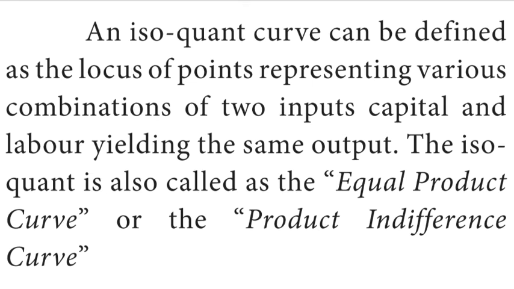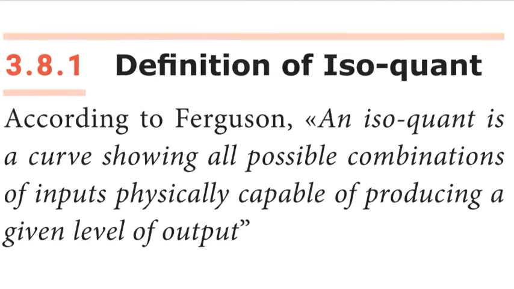An isoquant curve can be defined as the locus of points representing various combinations of two inputs, capital and labor, yielding the same output. The isoquant is also called the equal product curve or the product indifference curve. Next, definition of isoquant. According to Ferguson, an isoquant is a curve showing all possible combinations of inputs physically capable of producing a given level of output.